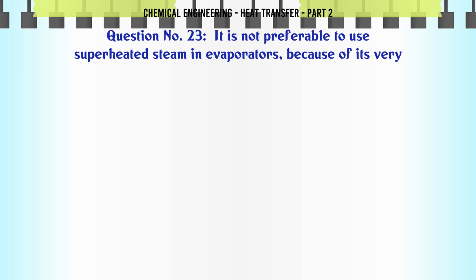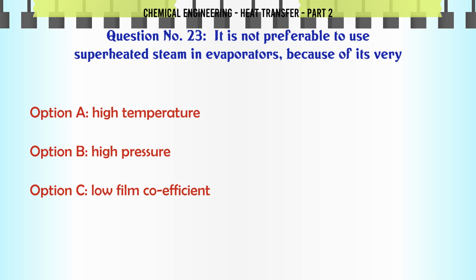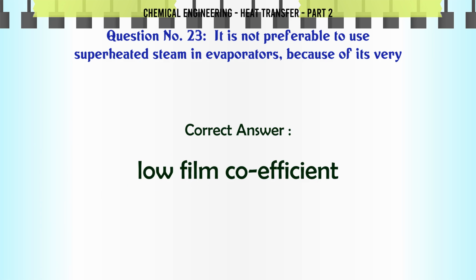It is not preferable to use superheated steam in evaporators because of its very A. high temperature, B. high pressure, C. low film coefficient, D. none of these. The correct answer is low film coefficient.